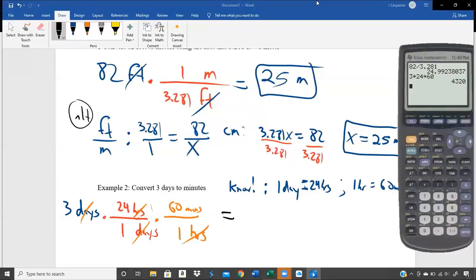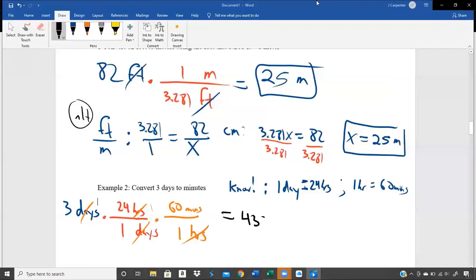4320. And then how do I know what the units for the answer are? Well, the only thing we were left with was minutes. So the answer is 4,320 minutes.